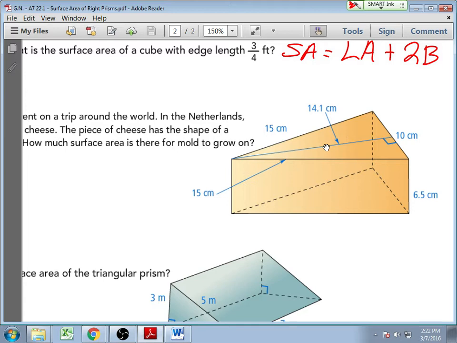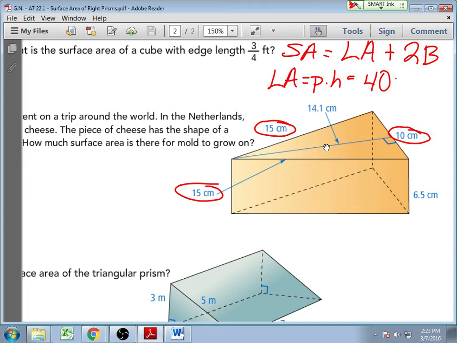So to find the lateral area, again, I start by looking at the perimeter all the way around this. So that perimeter, I've got an edge of 15 up here, an edge of 15 right there, and then a base of 10. So that perimeter is going to actually be the 15 plus the 15 gives me 30, plus another 10 gives me 40, times the height, which is always the distance between the bases. So here, that distance between the bases is this 6.5.